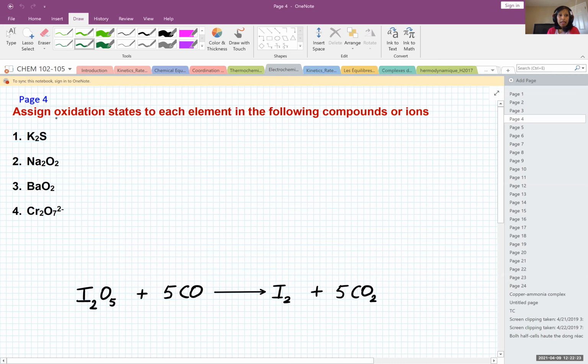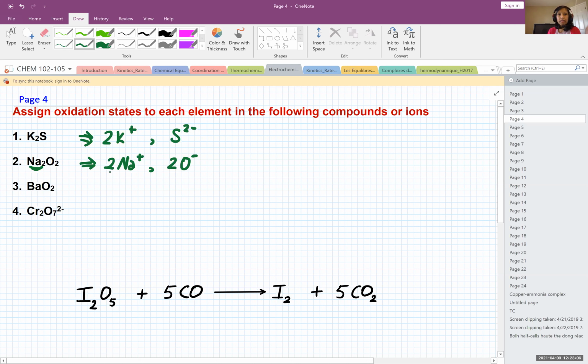Okay. Let's do some examples on the next page here. So here you are asked to assign oxidation states for each element in these compounds. First one, again, we go with the element that we know for sure the oxidation state of. We've got 2K+, right? Therefore, sulfur has to be 2-. So the oxidation state of sulfur is -2. Next one, again, we go with the cation because this is a group 1 element. So we've got 2 sodium plus. This means that we have oxygen in the -1 oxidation state.